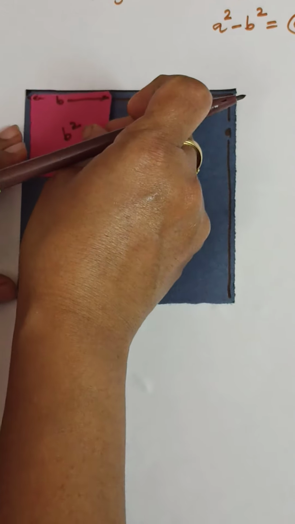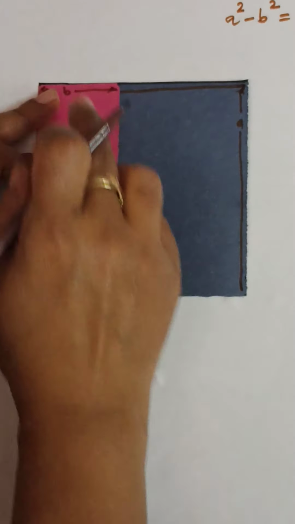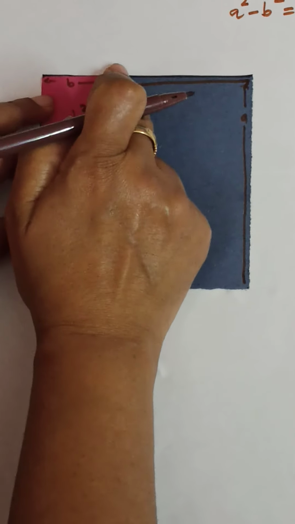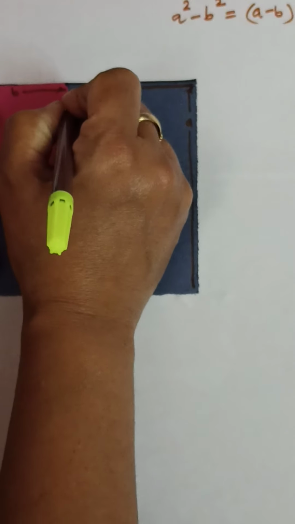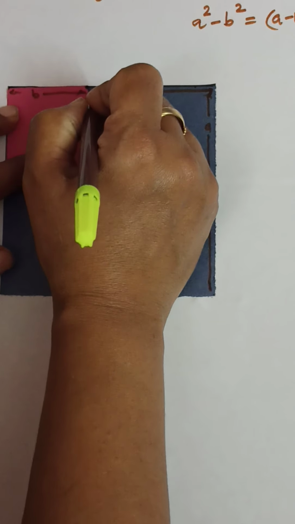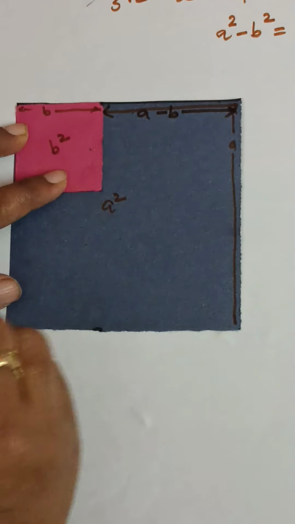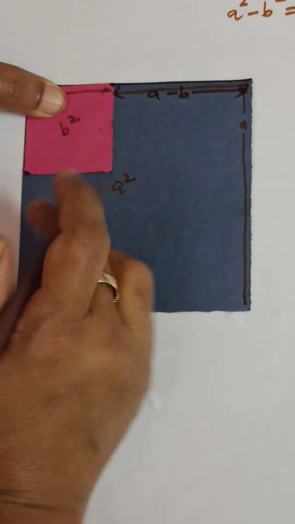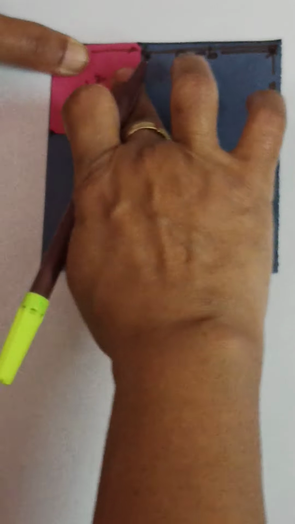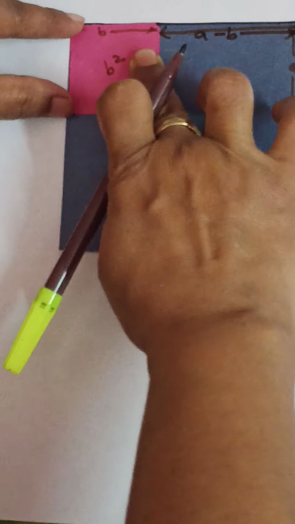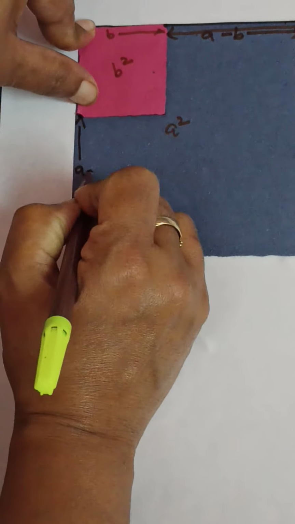Suppose we place it here. Now from this to this distance is B, so the remaining will be A minus B. This will be A minus B. And here from here to here this whole is A. This is B, so this will be A minus B.